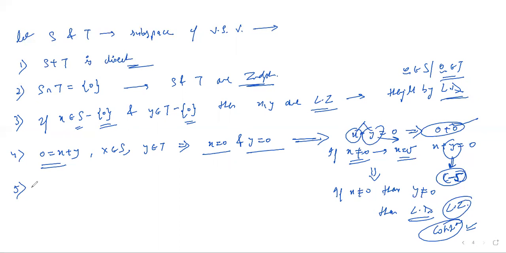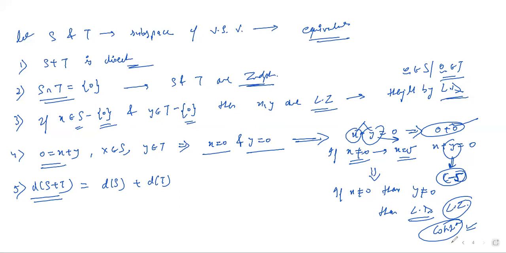Now I can also say that the dimension of S plus T equals the dimension of S plus the dimension of T, because the intersection term is 0, so its dimension is also 0. So these five statements are equivalent. I can define the direct sum in any of the five ways.